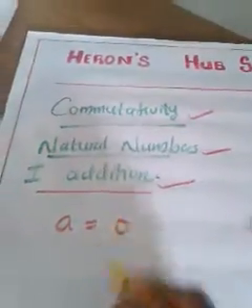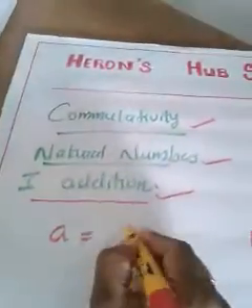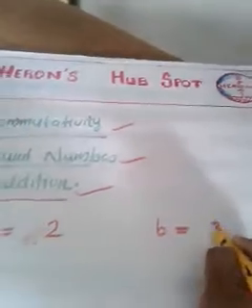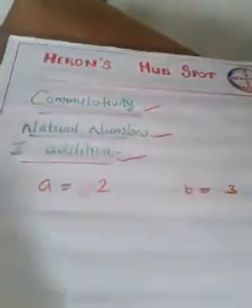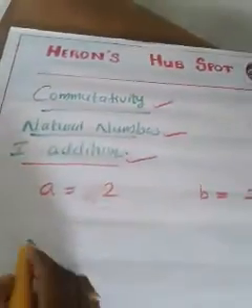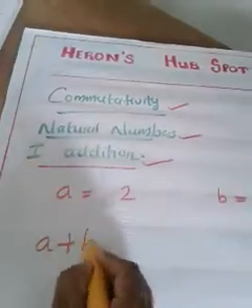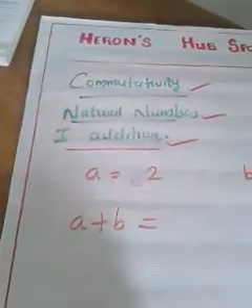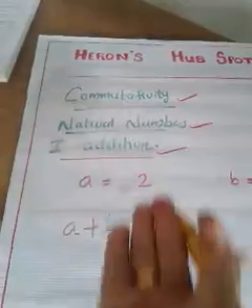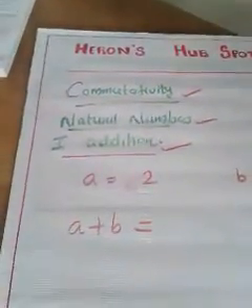So can I select 0? No, 0 is not a natural number. So you just select A as 2, B as 3. And then what we have to do? Here the operation is addition. So here also we have to calculate A plus B. And you may think, what is the difference between commutative property and closure? The difference is there. A plus B we have.